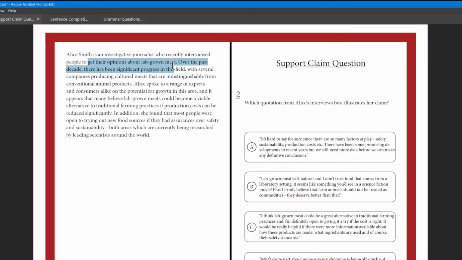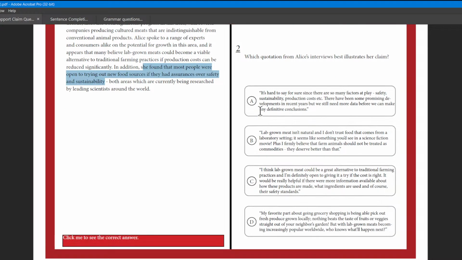So she's getting opinions about lab-grown meat, right? And this is sort of the claim. She found most people were open to trying out new food sources if they had assurances over safety and sustainability. So this is sort of her thesis, right? This is the main conclusion she's come up with based on what she's heard from these people. So all I want to look for is, again, which quote is going to do that the best way, which quote illustrates that.